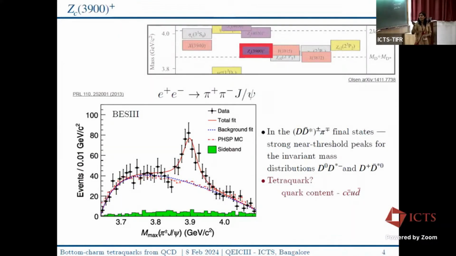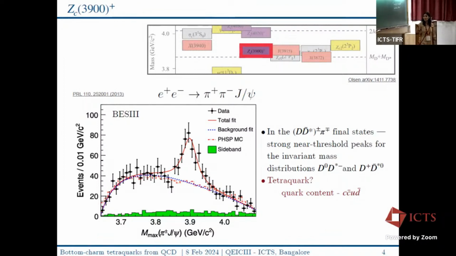As an example, I've zoomed in on one of the XYZ states, the Z_c(3900). This was seen at BESIII in the channel e+ e- goes to pi pi J/psi. It was also seen in other channels, such as D D-star pi final states, very close to the threshold. If you look at the quark content, it has four quarks: hidden charm, c c-bar, and a u d-bar.